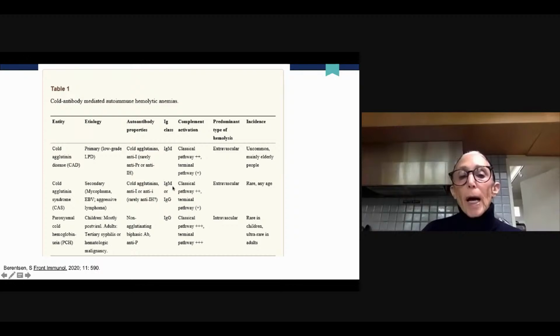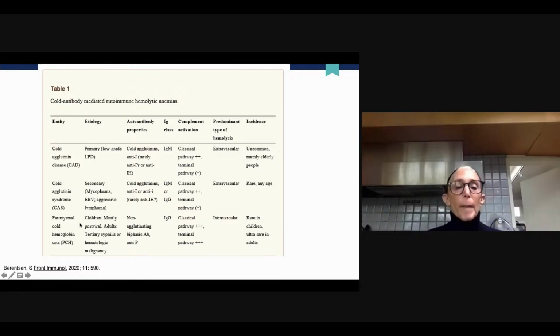Typically it is IgM, occasionally IgG, and these IgMs, in cold agglutinin syndromes, may be polyclonal, with the exception of the lymphomas, where they can be monoclonal. And they, again, involve the classical pathway of complement, and there's extravascular hemolysis, and they can occur at any age.